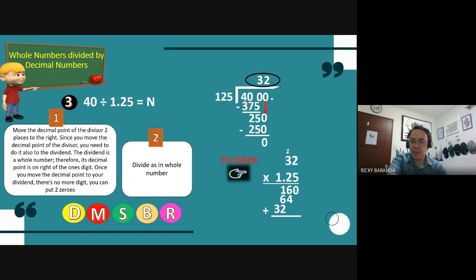Then add the partial product. Bring down 0. 6 plus 4 is 10. Bring down 0. Carry 1. 1 plus 1 is 2. Plus 6 is 8. Plus 2 is 10. Bring down 0. Carry 1. 1 plus 3 is 4.